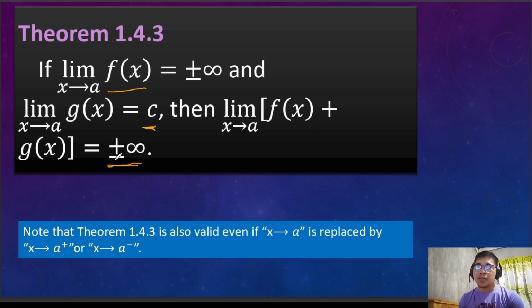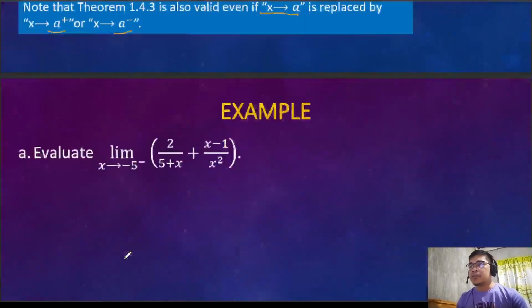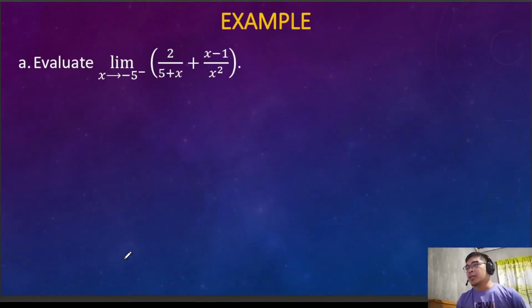Note that theorem 1.4.3 is also valid if x approaches a is replaced by x approaches a from the right or x approaches a from the left. So let us try this example. Evaluate the limit of 2 over 5 plus x minus 1 over x squared as x approaches negative 5 from the left. So we need to find the limit of these two terms.